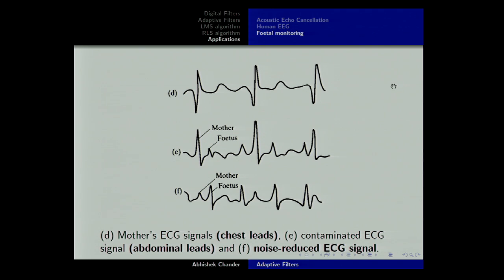So D is the pulse from the mother's chest, which acts as our estimate of the noise. And E is our contaminated signal. This is what we measure from the abdomen. So it contains the pulse of the baby as well as the mother. But we only want to monitor the pulse of the baby. So we subtract a factor of D from E to get F. And from F, we can clearly see, to some extent, what the actual pulse of the baby is, and we can monitor different problems.